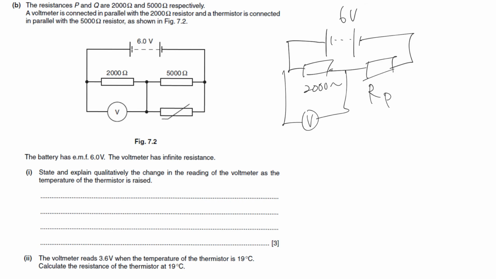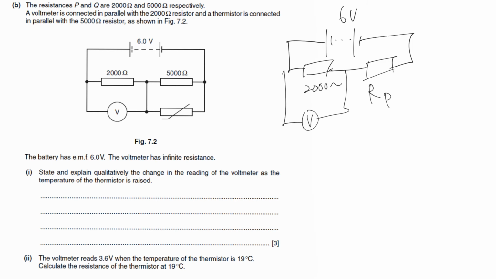Therefore, the total resistance in parallel decreases. Then you continue, you say the PD across the 2000 ohm resistor increases. So the voltmeter reading increases. Right? So the voltmeter reading increases.